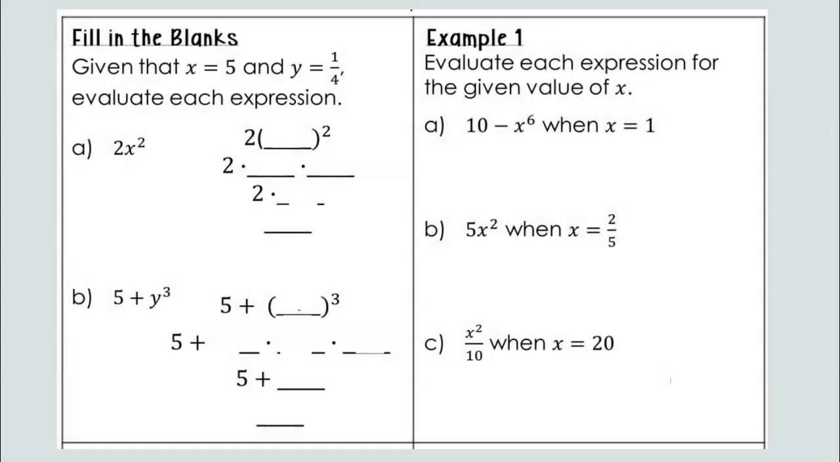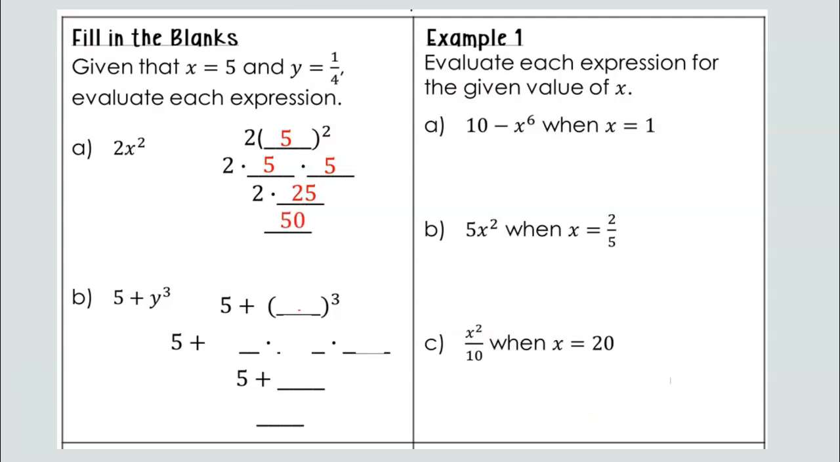Fill in the blanks. Given that x equals 5 and y equals 1/4, evaluate each expression. Remember, the word evaluate simply means solve. In this case, we are substituting the values they tell us in for the variables in the problem. So 2x squared, we change the x for 5, and we get 2 times 5 squared. That's written out as 2 times 5 times 5. 5 times 5 is 25 because we solve the exponent first and then multiply by 2 for 50.